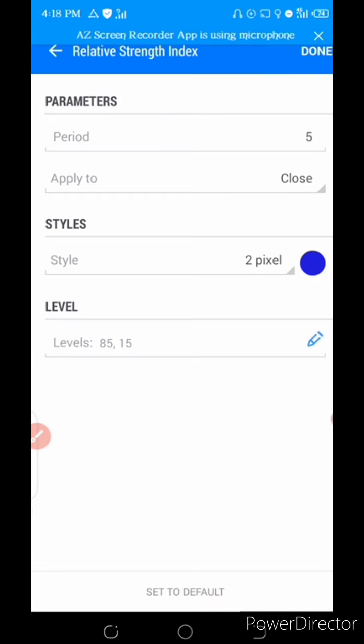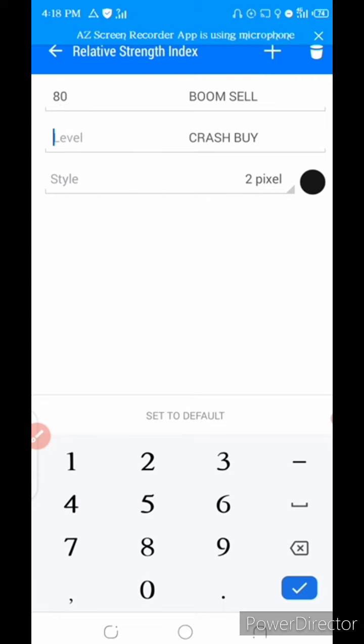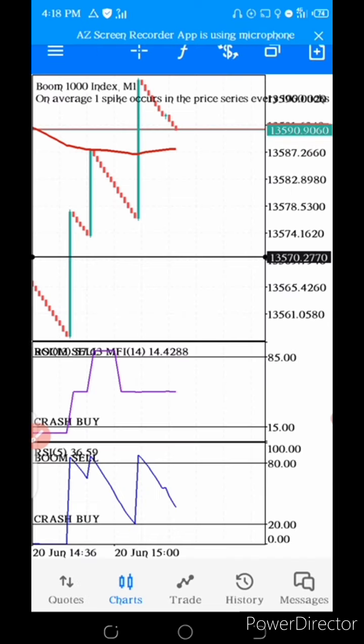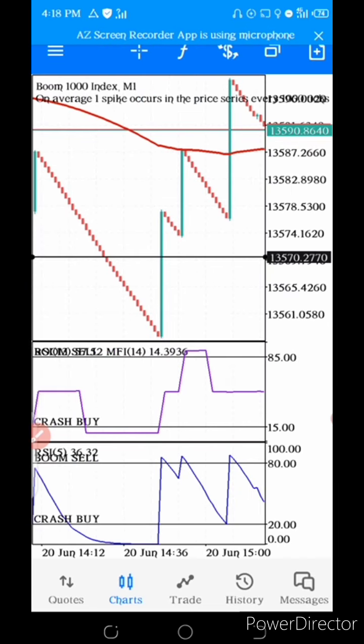This time we are not making the color blend with the background, because we need the RSI line. Then for the levels we are going to make it 80 and 20. Just follow me, guys. This strategy is very good and very profitable for beginners. So you click on back, and then click on done, and you can see we have our second RSI.